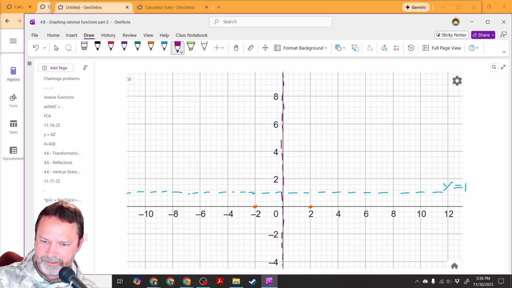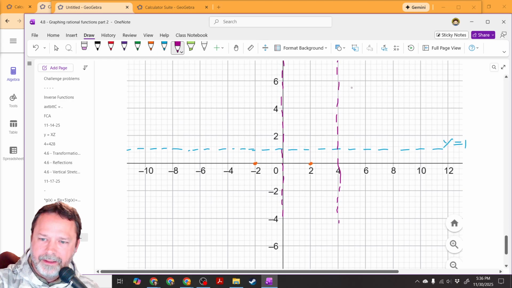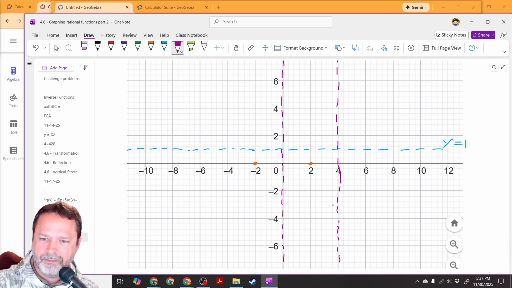x equals 0, x equals 4. Okay, we'll label those x equals 0, x equals 4. Great. And now we can go down a little further here. Now we try to plot this out. Here, I guess we'll plot it in red.